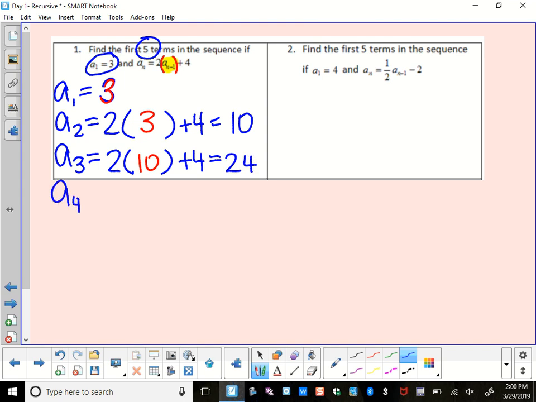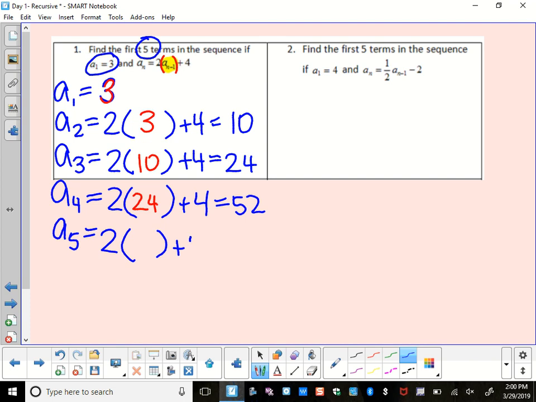All right, so now I need my fourth term. My rule is 2 times my previous number, which was 24. So 2 times 24 plus 4 gives me what? 52. Good. And then lastly, 2 times the previous term plus 4. My previous term is 52. And so 2 times 52 plus 4? 108. All right.